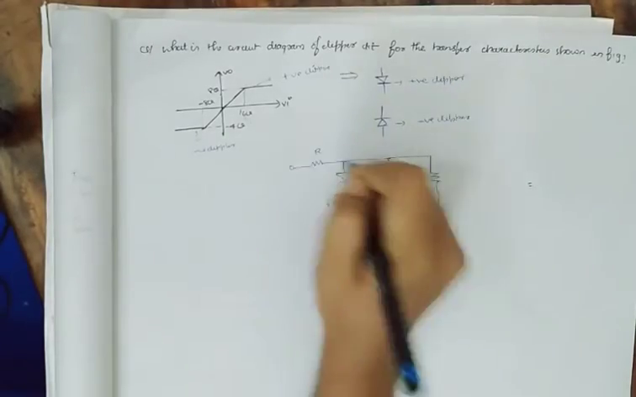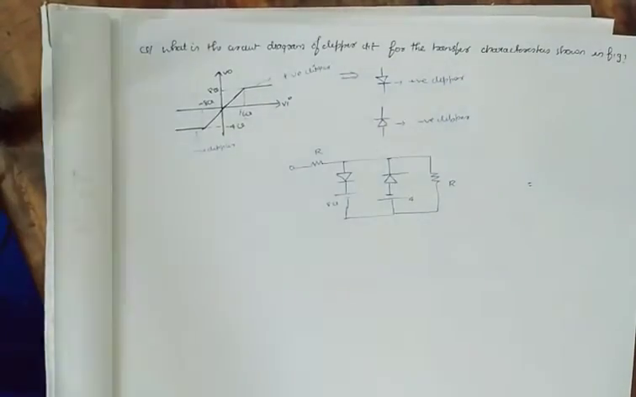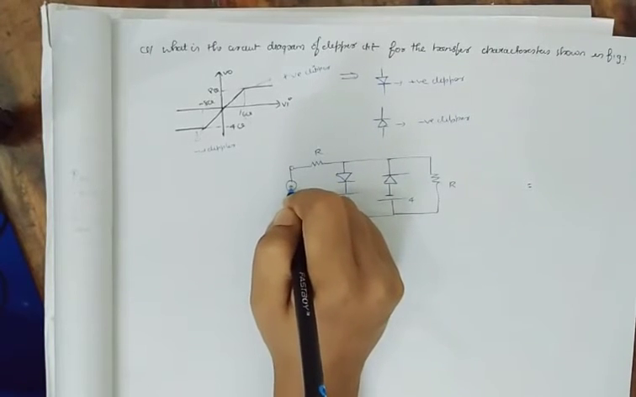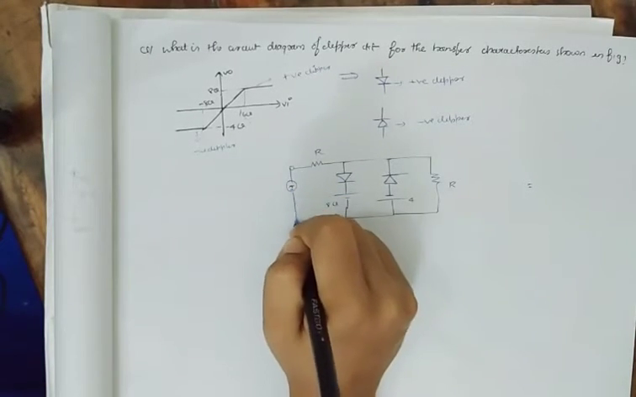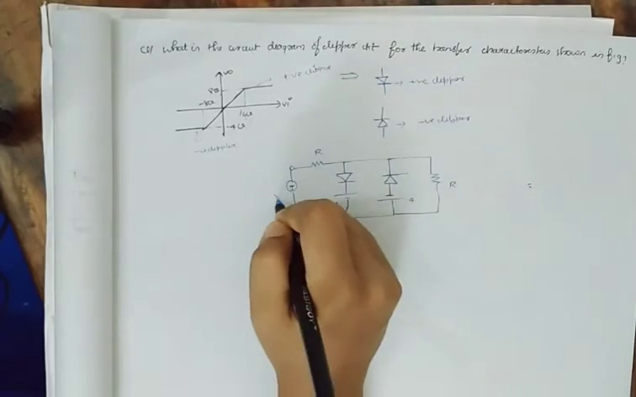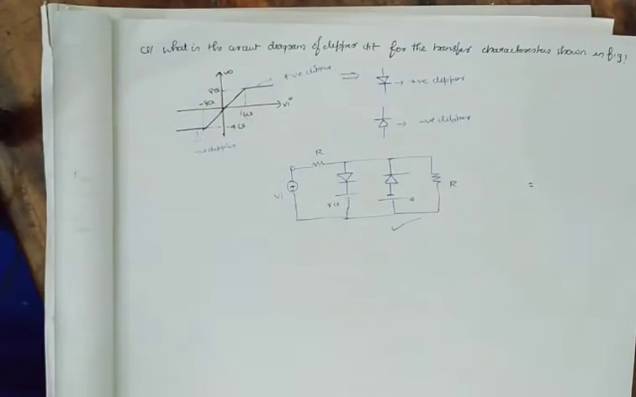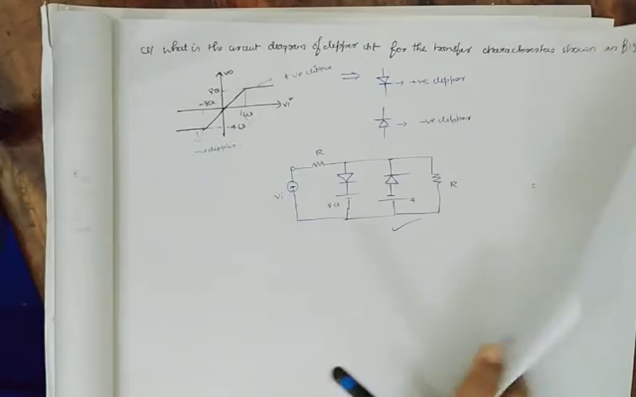So there are two resistances, let's say R, which are equal, and this is the input. So this is the circuit for the above transfer function. It will look like this only. Now let's do the next question.